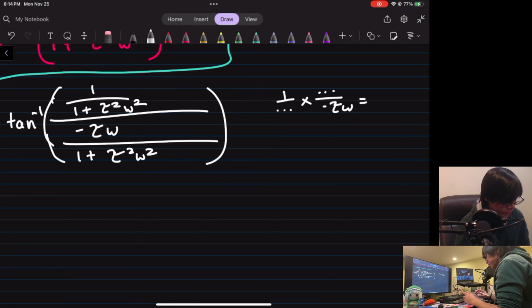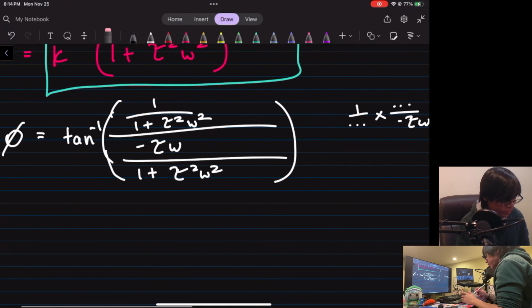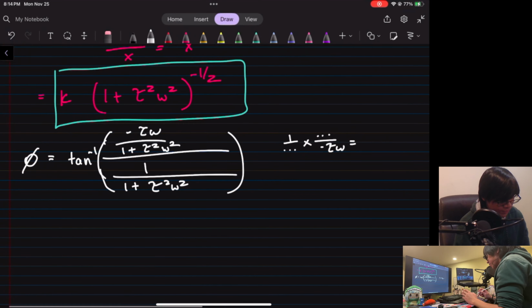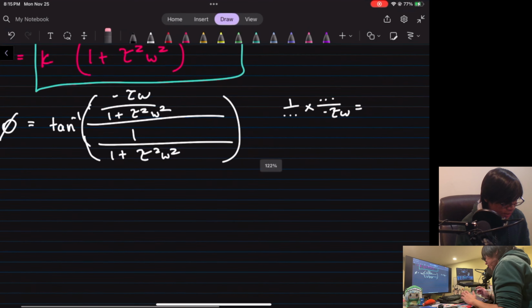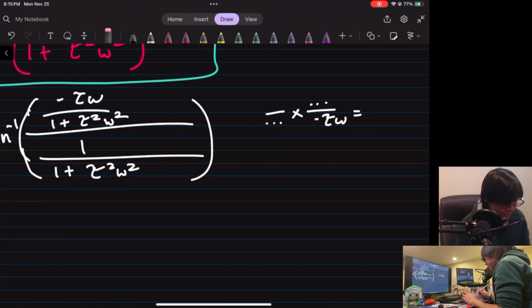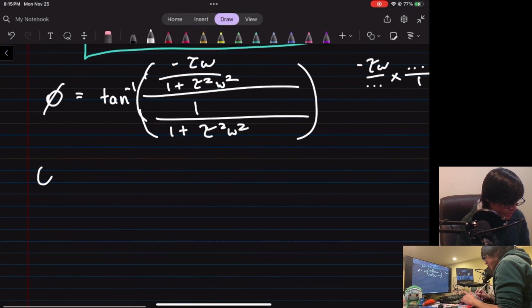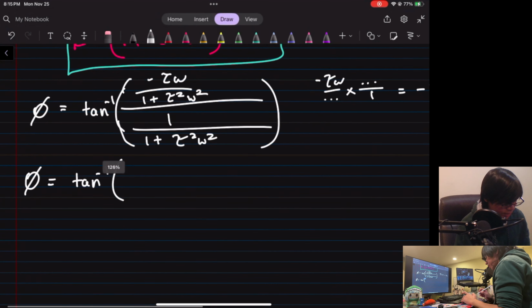So did I do that right? Oh, it's imaginary over real. I don't know why I wrote real over imaginary. So negative tau omega, and then 1. So just flip them, since again, phase lag is imaginary over the real component, and I just flipped them by accident. So I guess I should change this as well. This should be negative tau omega, and then 1, so just negative tau omega. So now we see that the phase lag is equal to the arctangent of negative tau omega.